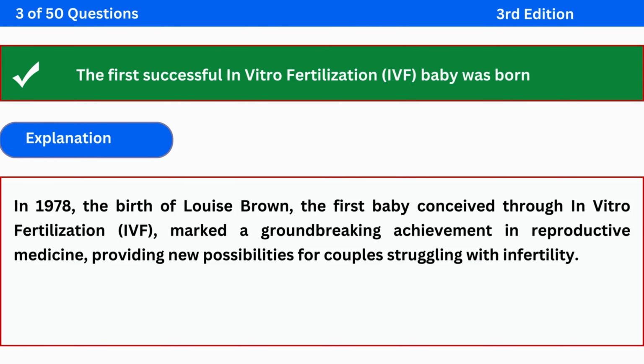The correct answer is the first successful in vitro fertilization (IVF) baby was born. Explanation: in 1978, the birth of Louise Brown, the first baby conceived through in vitro fertilization (IVF), marked a groundbreaking achievement in reproductive medicine, providing new possibilities for couples struggling with infertility.